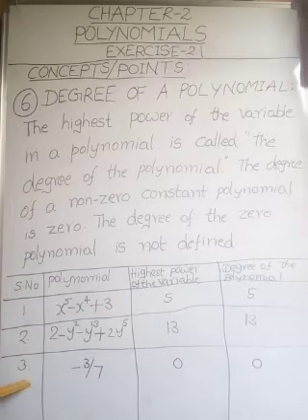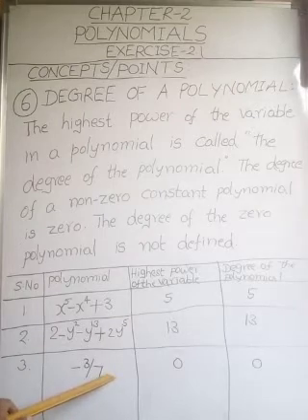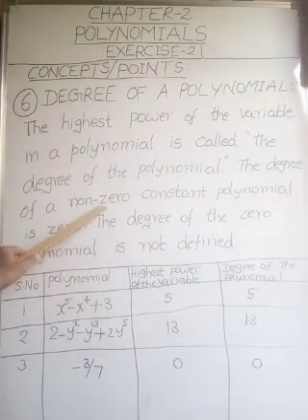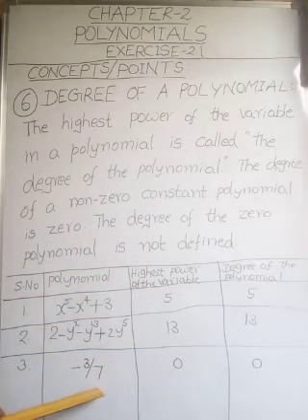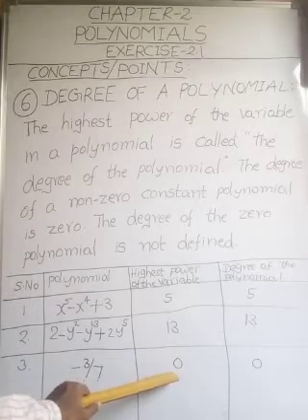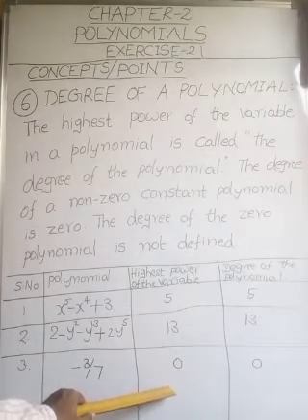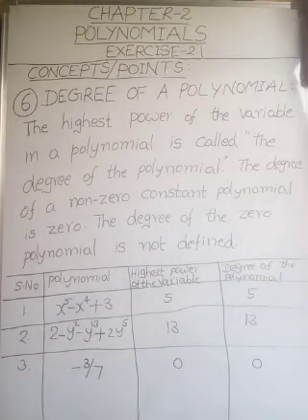Right. Now come to the third example. Minus 3 by 7. Is there a variable in this polynomial? No variable is given here. So this is a non-zero constant polynomial. So the degree of this non-zero constant polynomial is 0. The highest power of the variable is here 0. Okay, my dear children. So the degree of this non-zero constant polynomial is 0. Is it clear, my dear children?